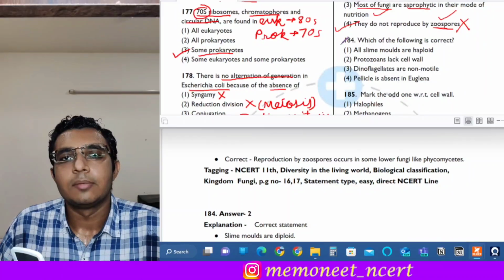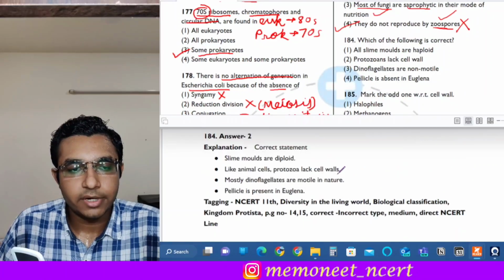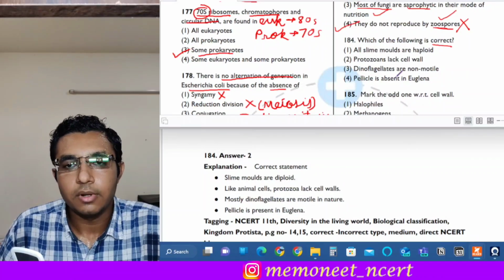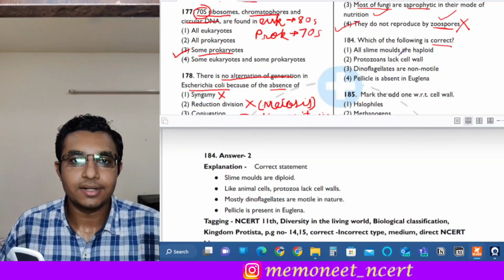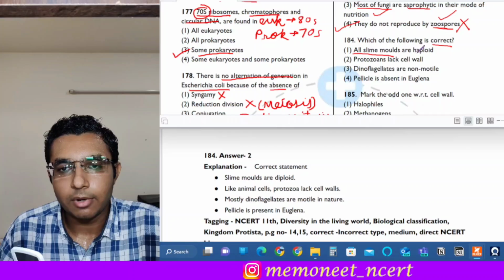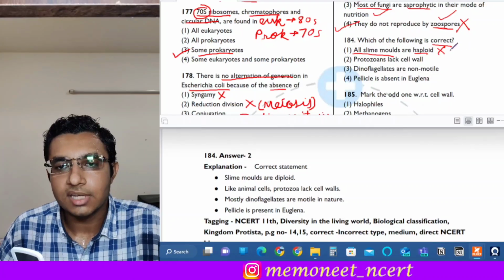Moving on to the next question, question 184. It states which of the following is correct. Among the following statements we have to identify the correct statement. Let us read the statements one by one. The first statement is all slime molds are haploid. This statement is incorrect. Why? Because slime molds are diploid.